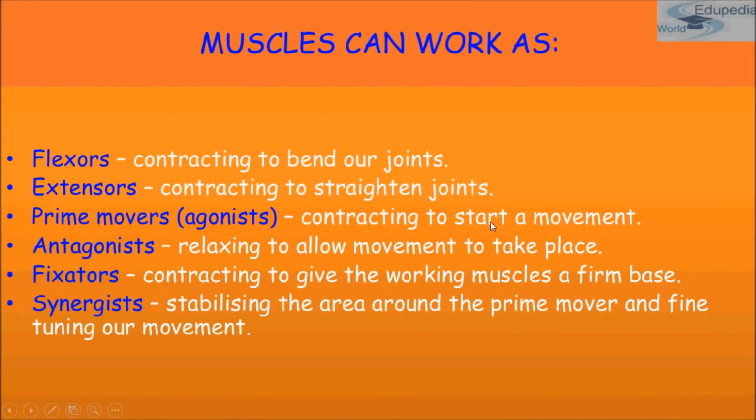Muscles can work as flexors, extensors, prime movers, antagonists, fixators, and synergists. Flexors means they contract to bend our joint. Extensors mean they contract to straighten the joint. Agonist means contracting to start a movement. And antagonist means relaxing to allow movement to take place. Fixators contract to give the working muscle a firm base.